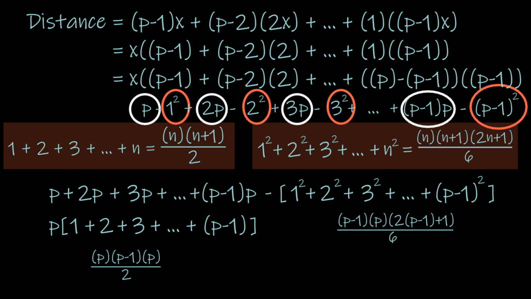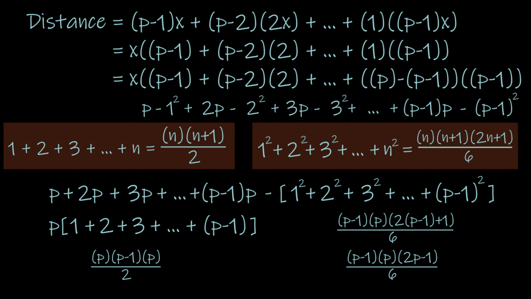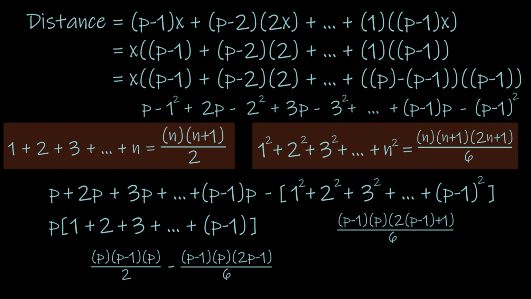Plugging p minus 1 into our sum of squares formula, we get (p minus 1) times p times (2p minus 1), all divided by 6. We have now simplified our sums in terms of p. We can further simplify this down to get (p plus 1) times (p minus 1), all divided by 6.